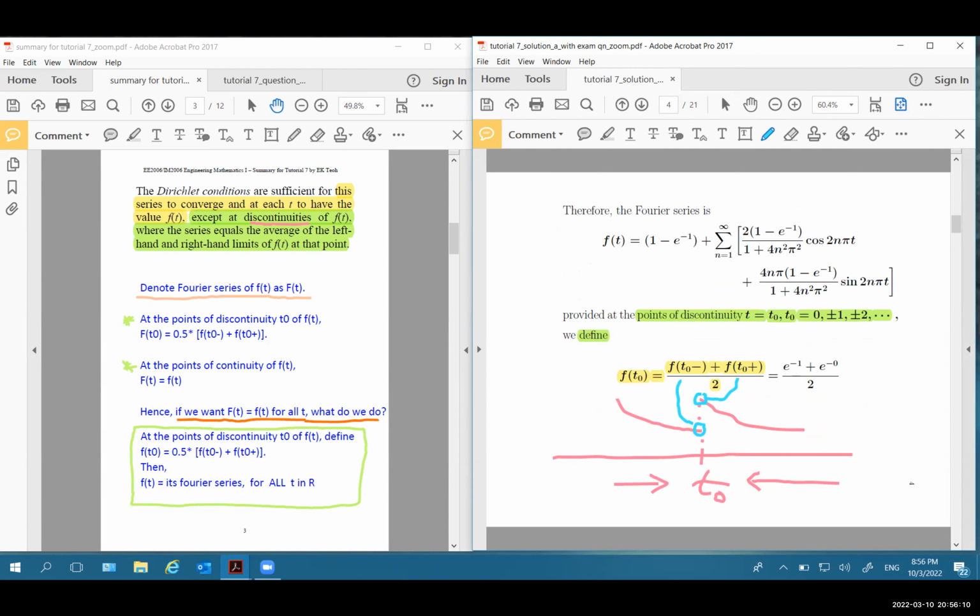All right, now our answer is complete. Once you make this definition, we see from our summary that we can now say that your function f(t) is really equal to the Fourier series for all t. Okay, any questions, class?